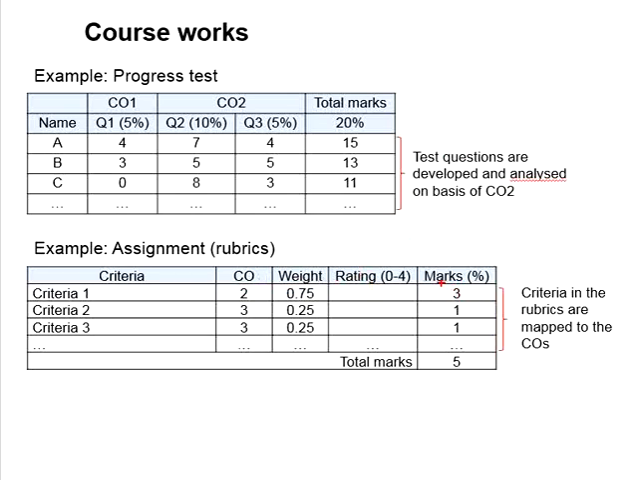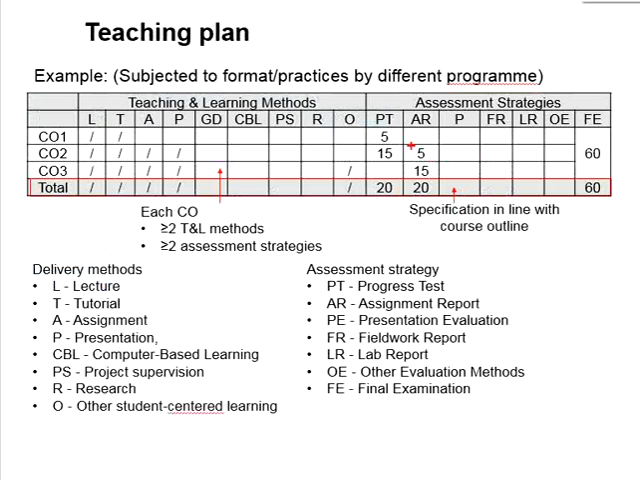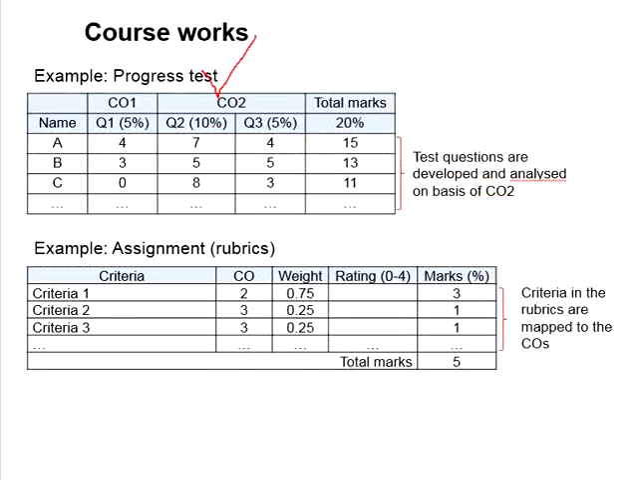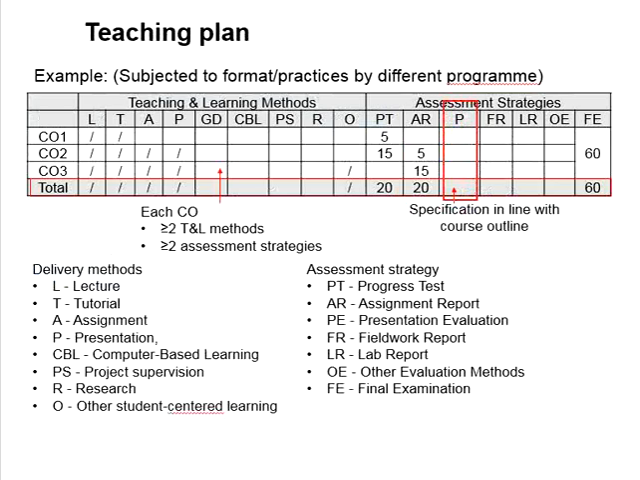Now, the collective marks from the different criteria for each CO will need to be in line with what you have initially designed. Ultimately, the total marks of your assignment shall be equal to what is stipulated in your course outline. Now that you have done the progress test and also the assignment, if you have presentations, most likely you will need another rubric meant for those particular presentations, which are mapped to the relevant COs. The same goes for the others as necessary.